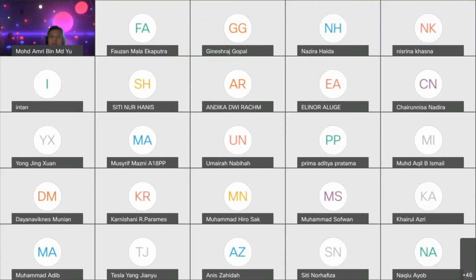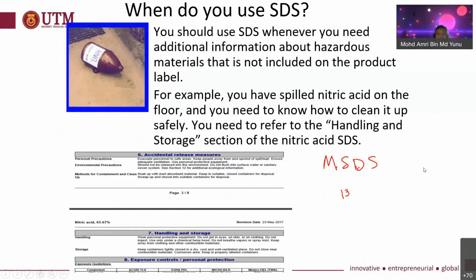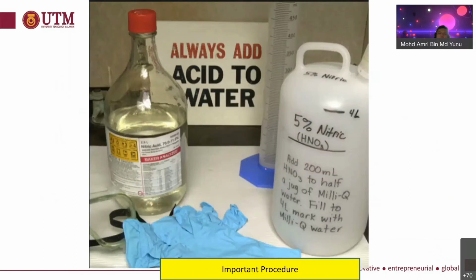Okay, I have to go back here. So the MSDS, I have explained about the material safety data sheet. There are explanations of at least 13 descriptions, at least according to the regulation, but it could be more. Like what I have shown you, there are 16. Again, I explain, always add acid to water. Why? To avoid splash. If you add water to acid, the acid could splash onto your skin, for example.